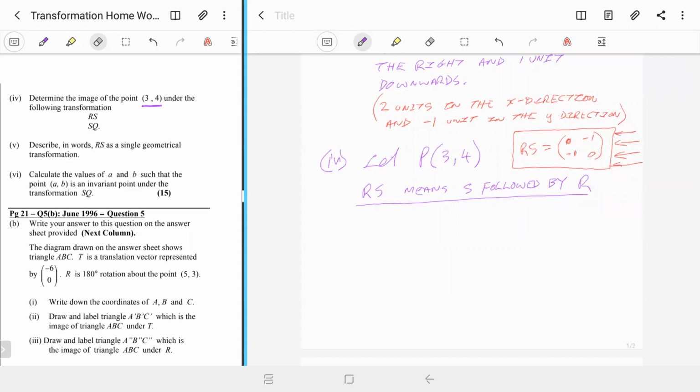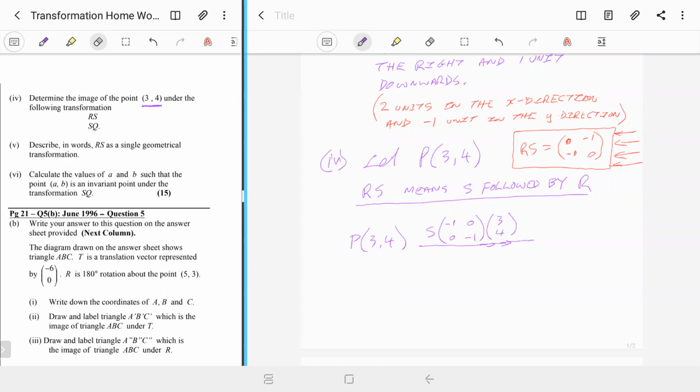RS means S followed by R. So I'm going to do the S first. I'm starting with the point P, which is (3, 4). I'm going to apply S to it. S is the matrix [-1, 0; 0, -1]. And how do I apply S to it? I multiply it by the matrix (3, 4).